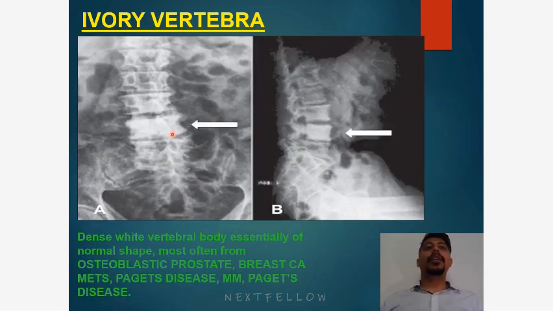Ivory vertebra, dense white vertebral body, essentially of normal shape, most often seen in osteoblastic prostate CA or breast CA metastasis, also in Paget's disease, multiple myeloma. So here we can appreciate the sclerotic vertebral bodies seen in these conditions like osteoblastic prostatic or breast CA, Paget's, multiple myeloma, called ivory vertebra.